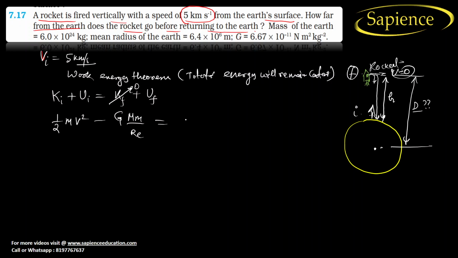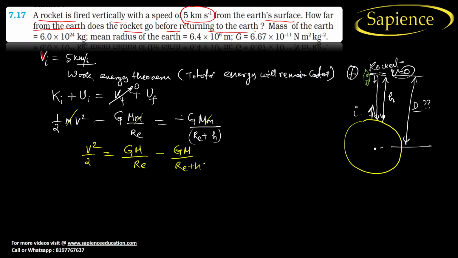So final potential energy will be minus G capital M small m by (R_e plus h), that is, the radius of the earth plus h. Okay, so we can see here that we can cut this small m. If we cut the small m, we will have v square by 2, which is equal to GM by R_e minus GM by (R_e plus h).